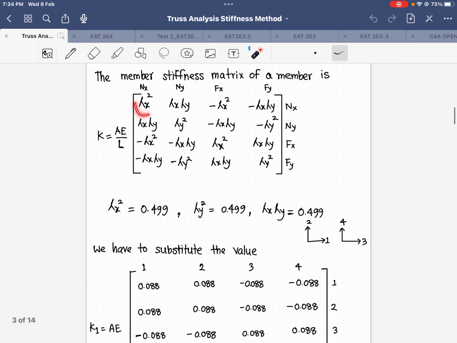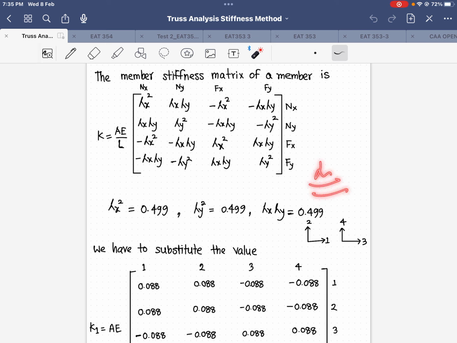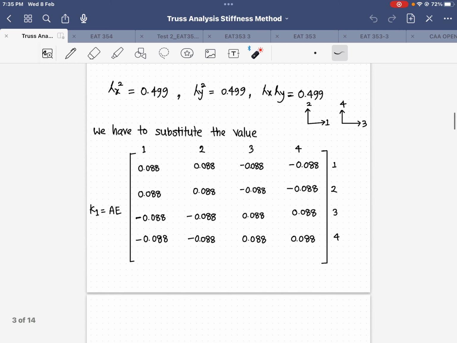And wherever we have lambda x, lambda y, that means you can easily finish your 3, 6 to 8 value. You can substitute by using the square. Then you can multiply x and y. If you multiply x and y, in this case it will be 0.499. So what I'm going to do is plug in all the values in here.